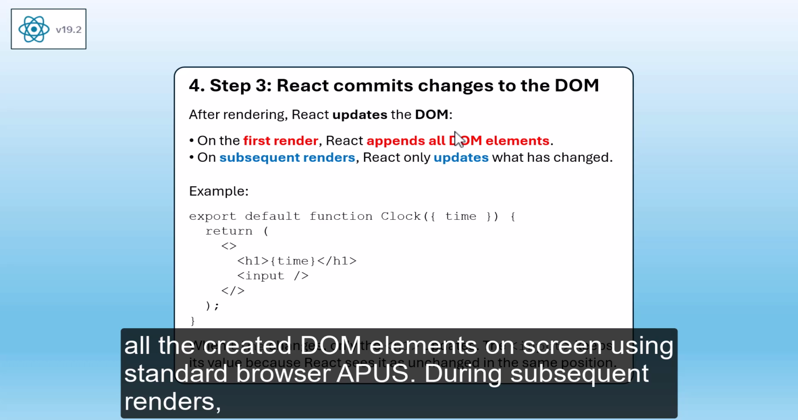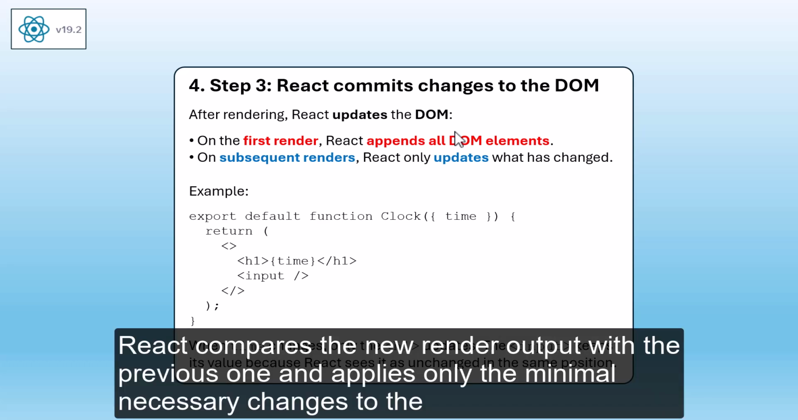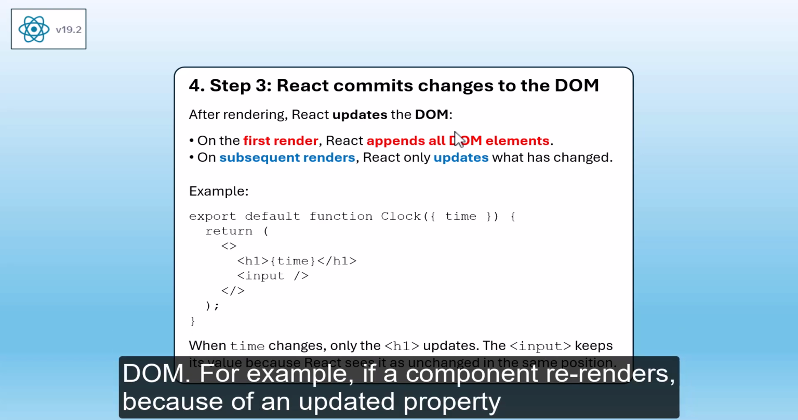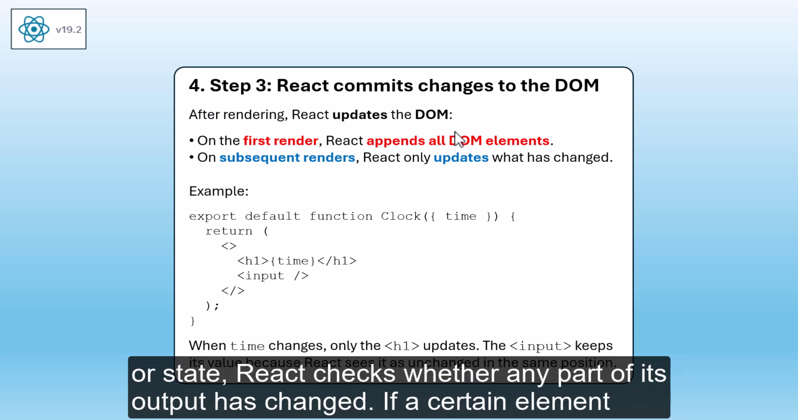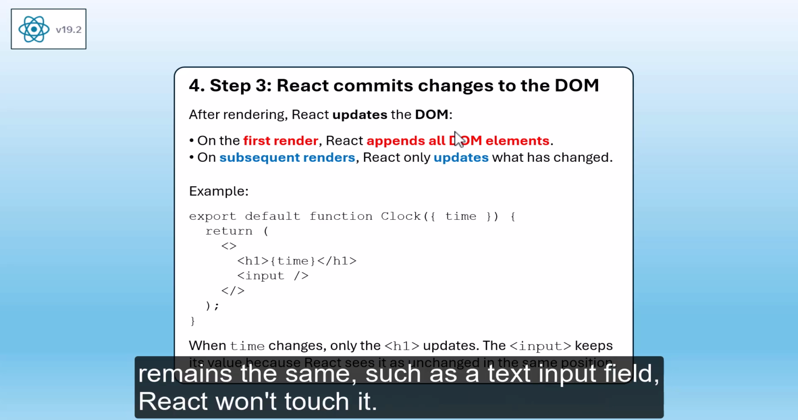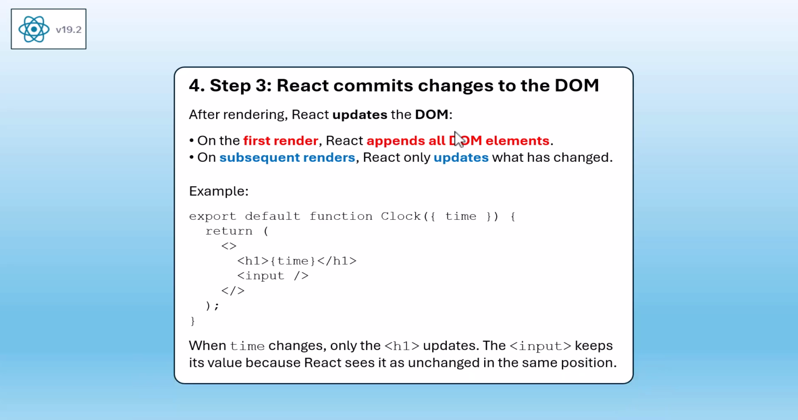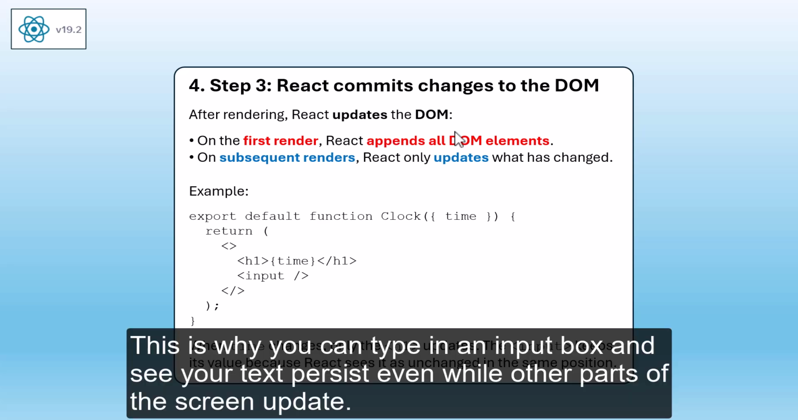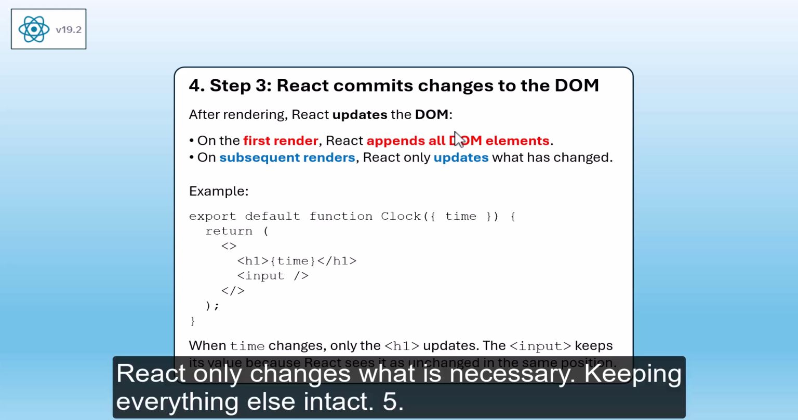During subsequent renders, React compares the new render output with the previous one and applies only the minimal necessary changes to the DOM. For example, if a component re-renders because of an updated property or state, React checks whether any part of its output has changed. If a certain element remains the same, such as a text input field, React won't touch it. This is why you can type in an input box and see your text persist even while other parts of the screen update. React only changes what is necessary, keeping everything else intact.